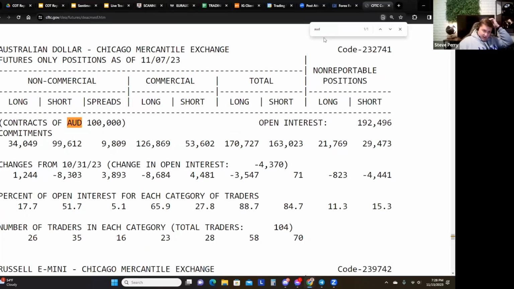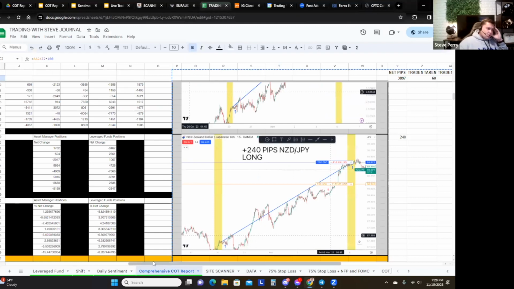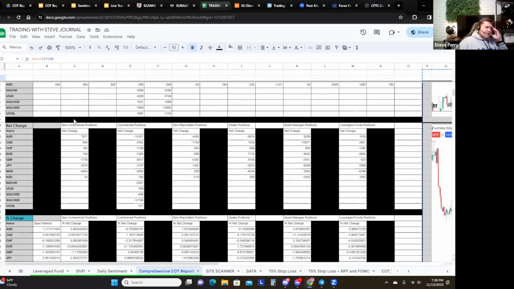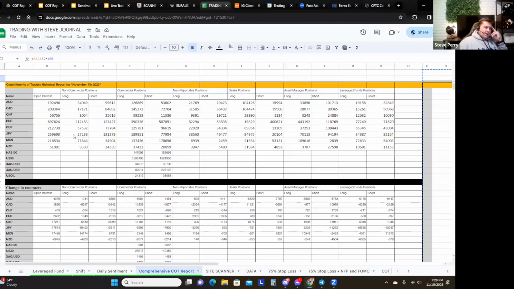So that's what we're doing, guys, is we look at COT data. What I do is I plug this into the journal. I've actually got quite a few journals in here that I use for different things. This is the one where we just bring in the raw data from the COT report. You'll notice here you've got non-commercial side, commercial side, non-reportables, dealers, asset managers, and leverage funds.